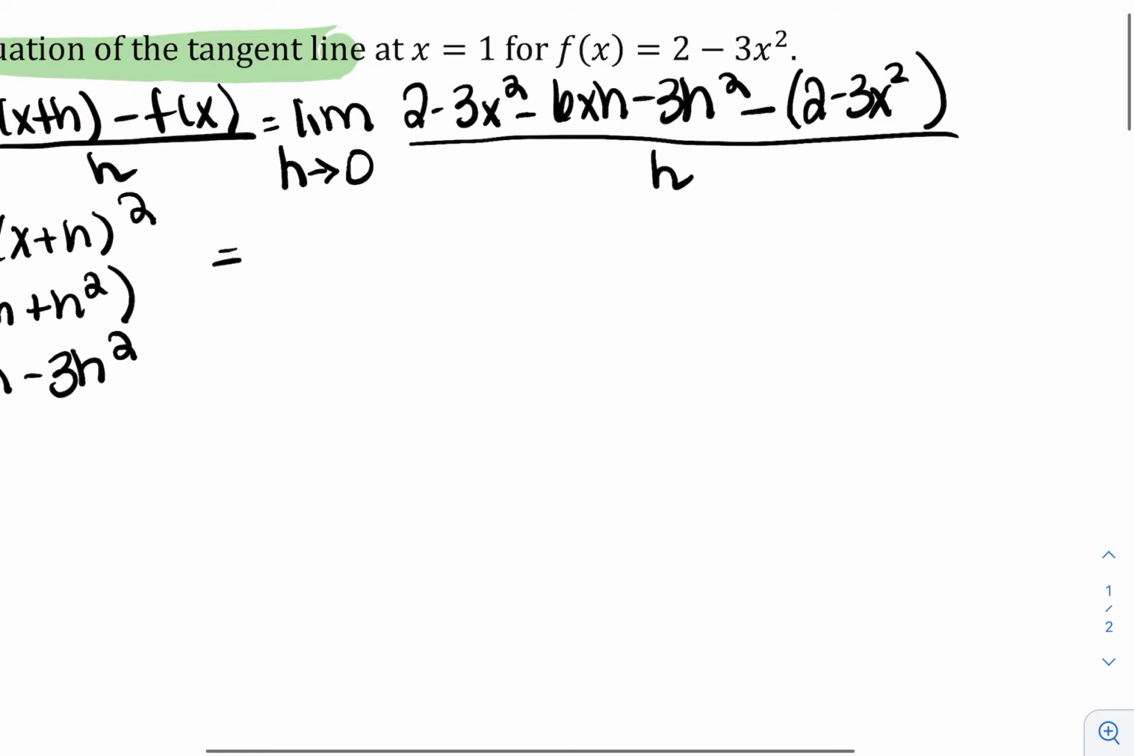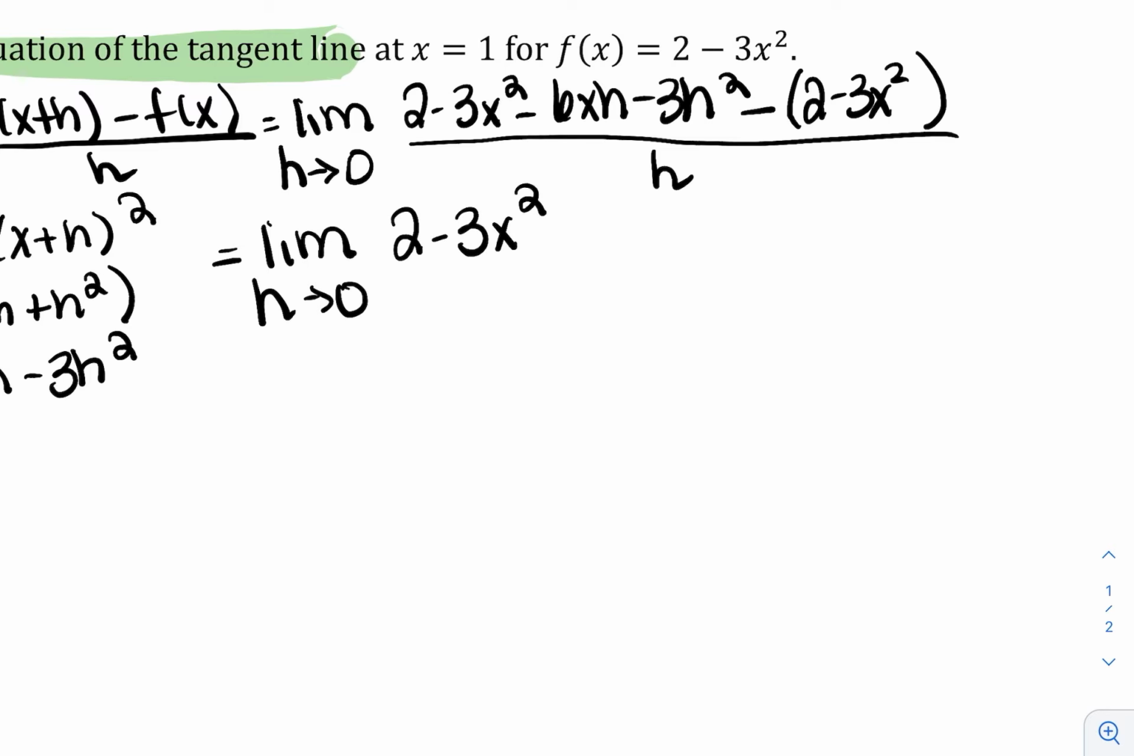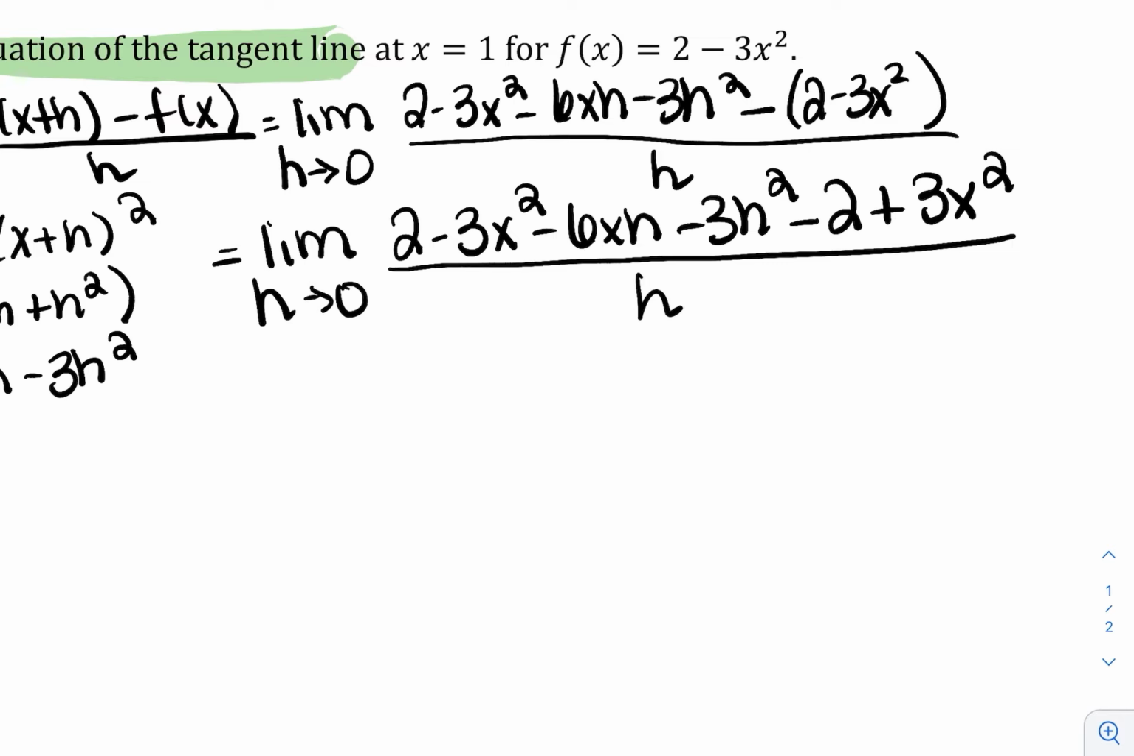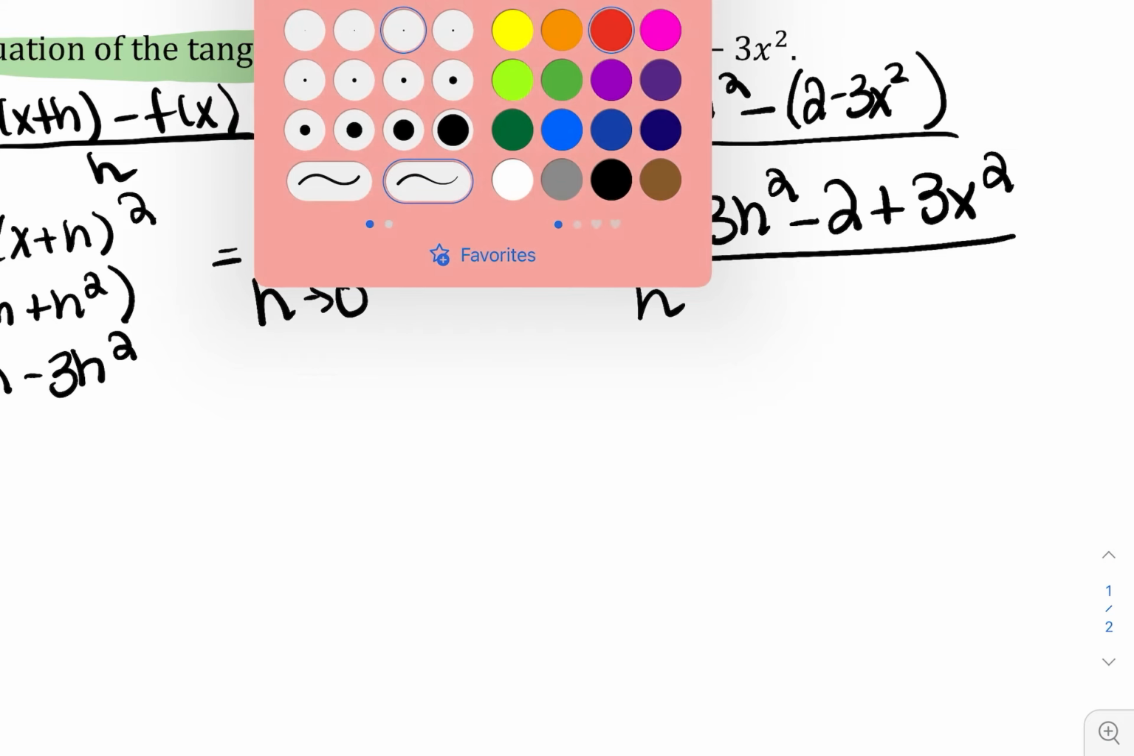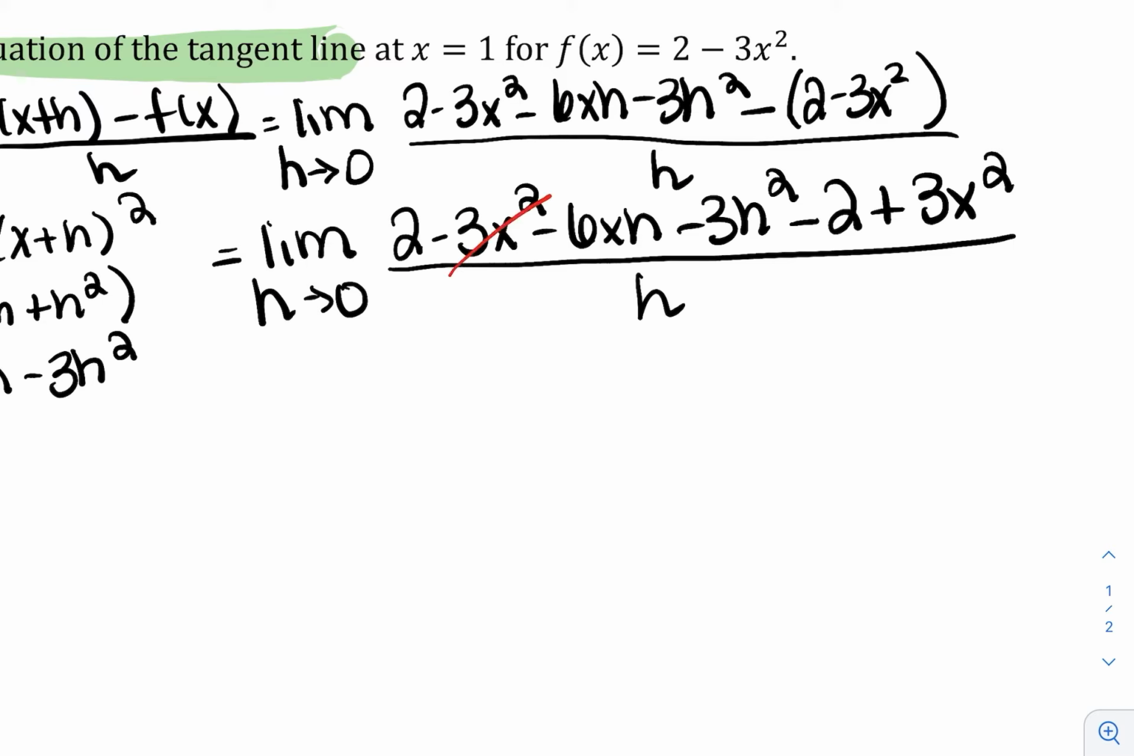So this is going to equal the limit as h goes to 0. I have 2 minus 3x squared minus 6xh minus 3h squared minus 2 plus 3x squared, all over h. I'm going to distribute the negative. Here comes the magic of the difference quotient. The negative 3x squared cancels with the positive 3x squared. And the positive 2 cancels with the negative 2.